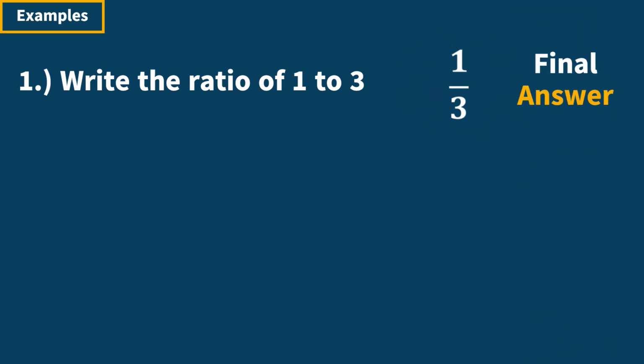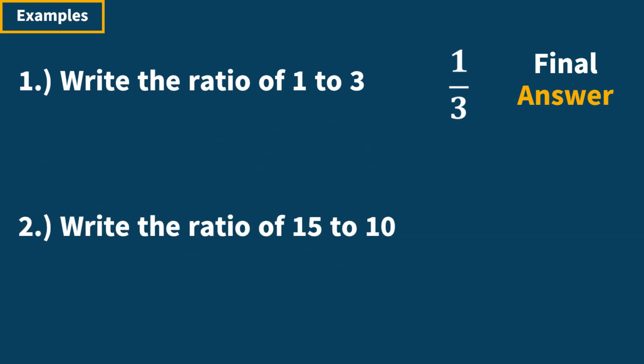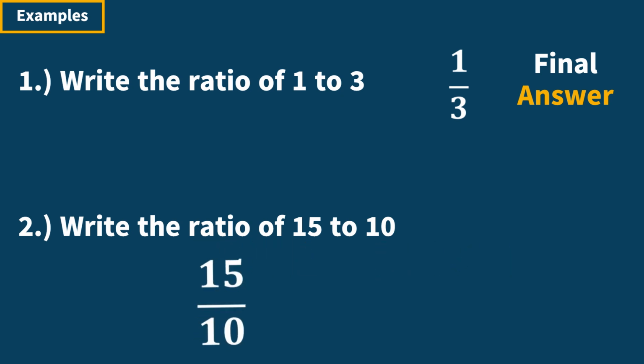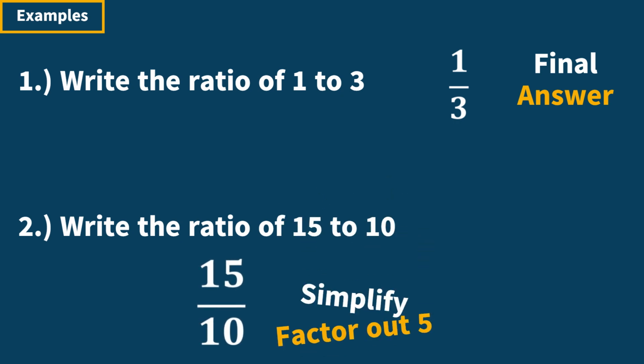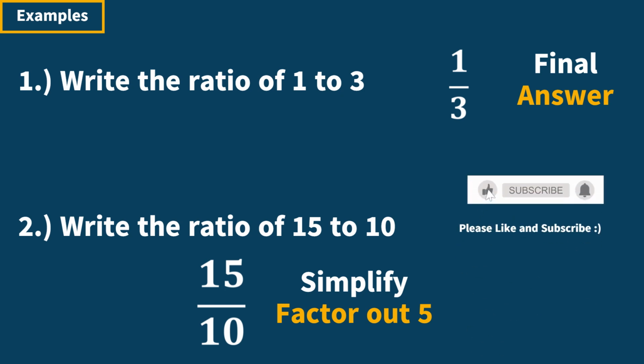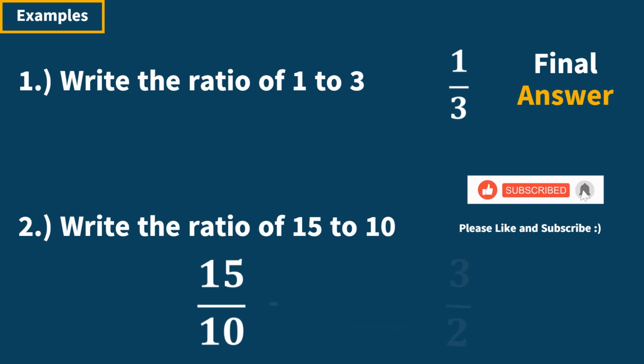Example number 2. Write the ratio of 15 to 10. The first number, 15, will be the numerator. The second number, 10, will be the denominator. Therefore, the ratio of 15 to 10 can be written as a fraction, 15 over 10. In this case, we can simplify. 5 goes into both 15 and 10. After factoring out a 5 from both of the numbers, our simplified ratio becomes 3 over 2. This is our final answer.